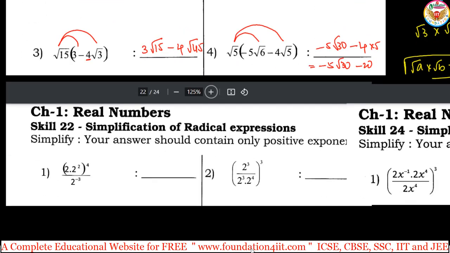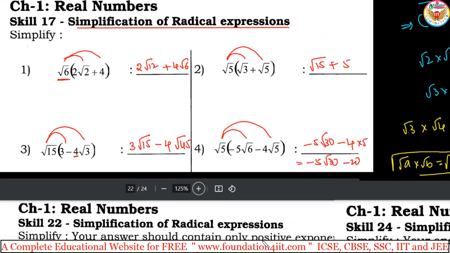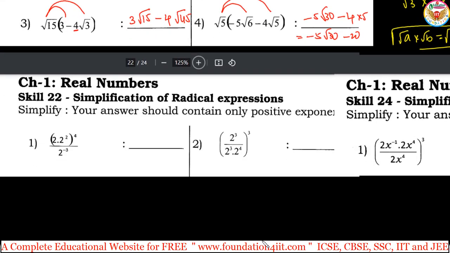Again we have simplifications, two more types of questions I will show you. Next, in these 18 to 20 pages I am giving the same similar problems, so you can practice the same concept as it is.